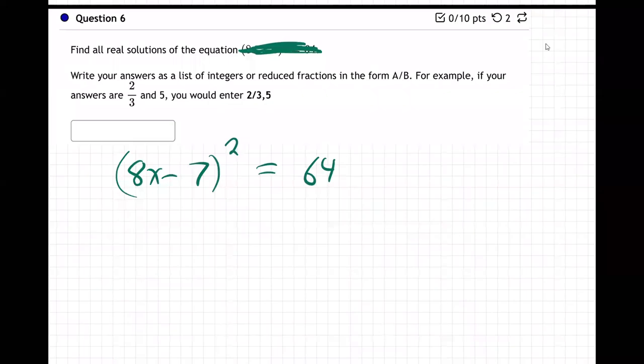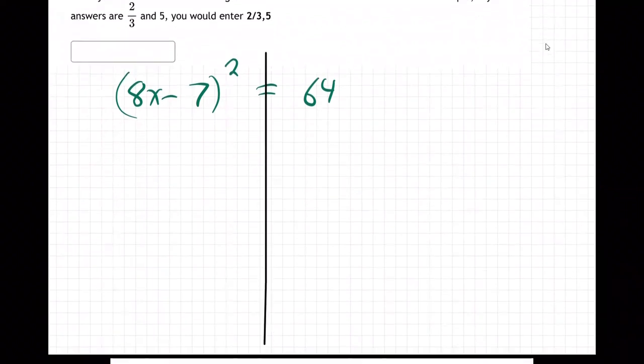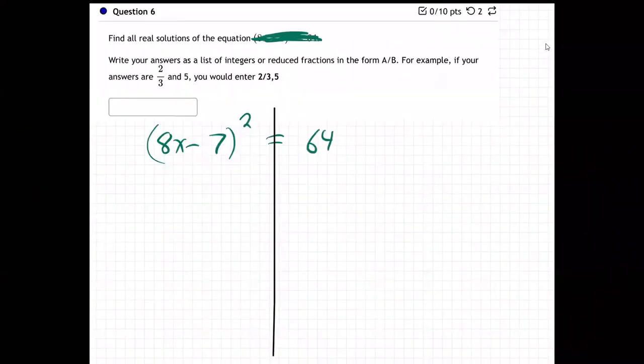Okay, so on this one, they're wanting us to solve an x squared equation. All right, so let me put in the wall of separation here. We know the name of the game here. Basically, x is saying, hey, I want to be alone. Get rid of this 2 power, get rid of this -7, get rid of this 8, so I can be alone. So how do we do that?